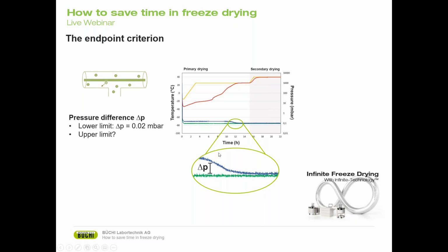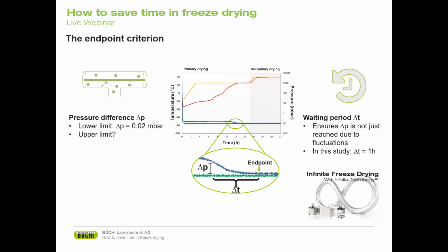But what's also important to understand is that the endpoint criterion is not just determined by the pressure difference, but also by a waiting period, which ensures that our pressure difference is not reached just due to fluctuations. I was more concerned about finding a good endpoint criterion as far as the pressure difference goes, and therefore, for now, I kept the waiting period constant at 1 hour.